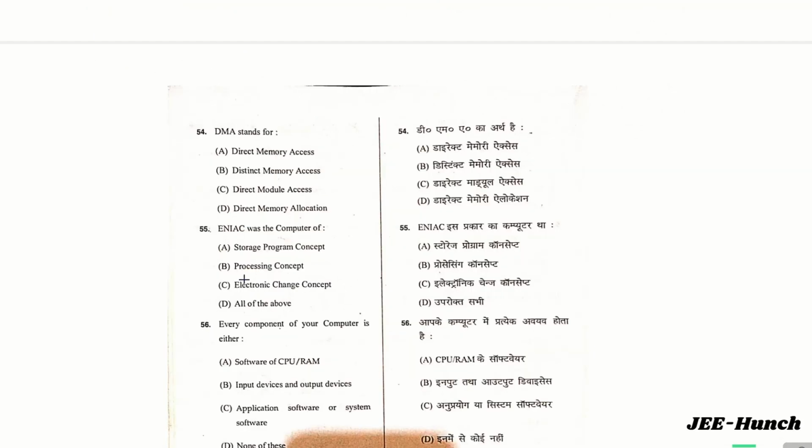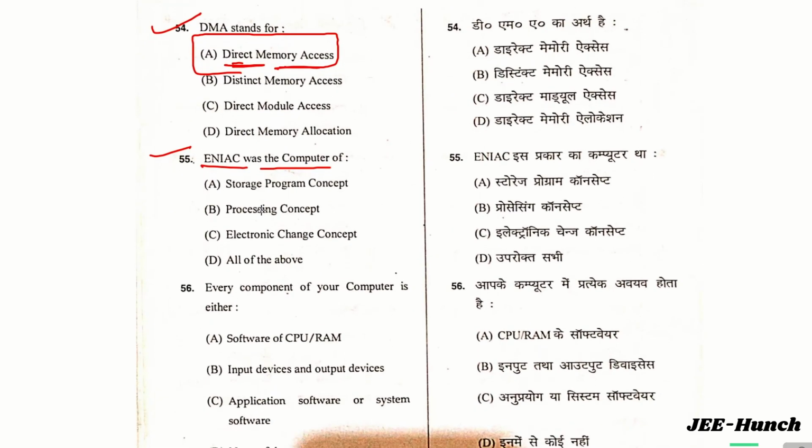Question number 54. DMA stands for. Okay, so DMA full form is very important. DMA means direct memory access. This is the method. Okay, direct memory access. Next, ENIAC was the computer of. Okay, ENIAC was the computer of storage program concept.